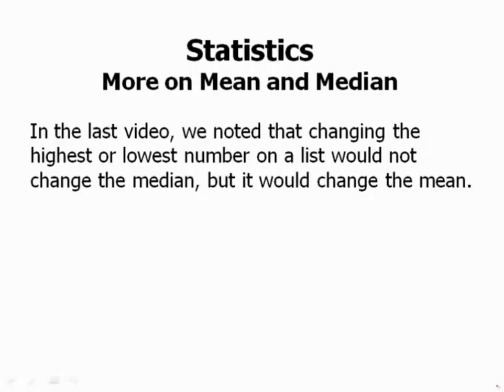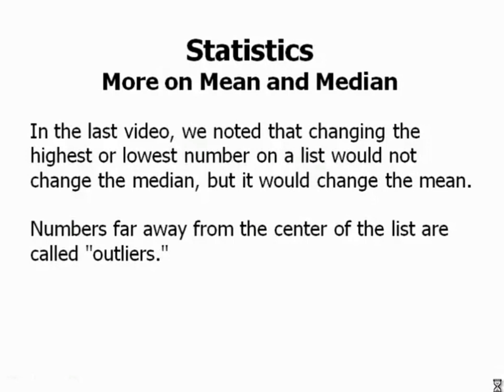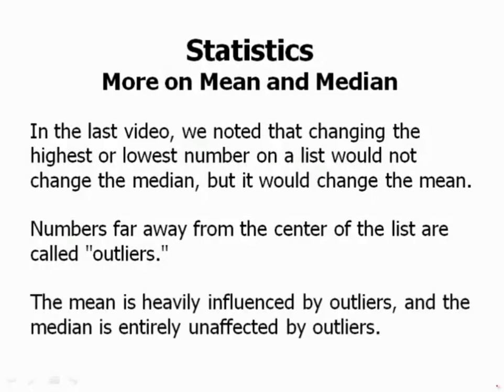In the last video, we noted that changing the highest or lowest number on a list would not change the median at all, but it would change the mean, because of course for the mean, you add up every number. And so if you change any one of the numbers, then the sum of all the numbers will change and the mean will change. Numbers far away from the center of a list are called outliers. Now this is not a term you will need to know for the test, this is just a term we'll be discussing in this video. The mean is heavily influenced by outliers, and the median is entirely unaffected by outliers.